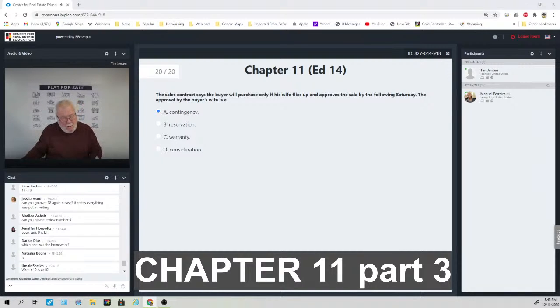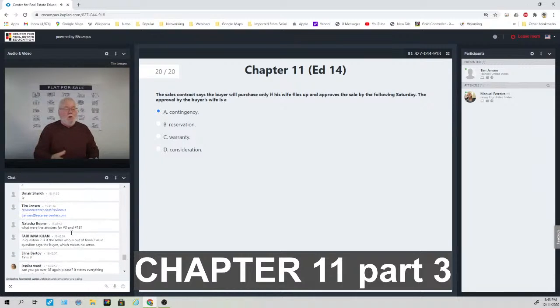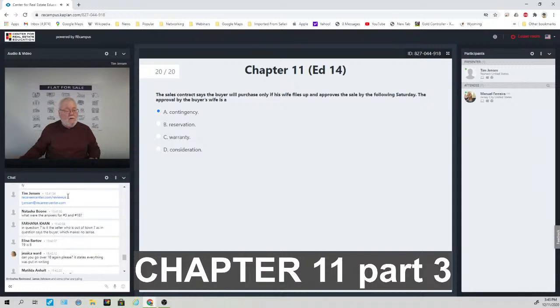19 is B, correct. Can you go over 18 again, please? It states everything was put in writing. Yeah, it was, but they changed the offer to a counteroffer, but then agreed to accept the original offer. They can't do that. They have to dismiss any counteroffers before they accept an offer. So therefore, they're not bound by any contract.